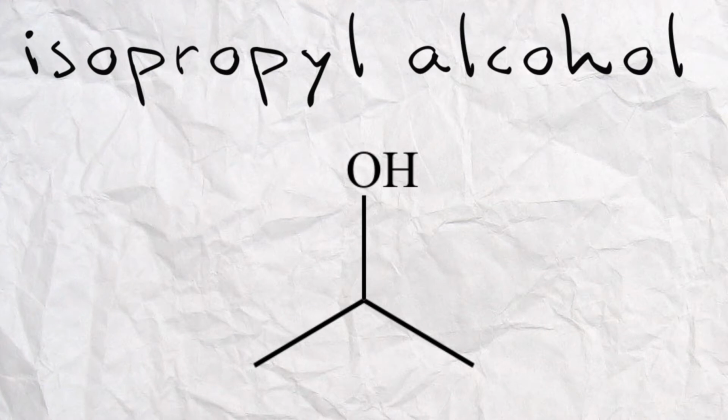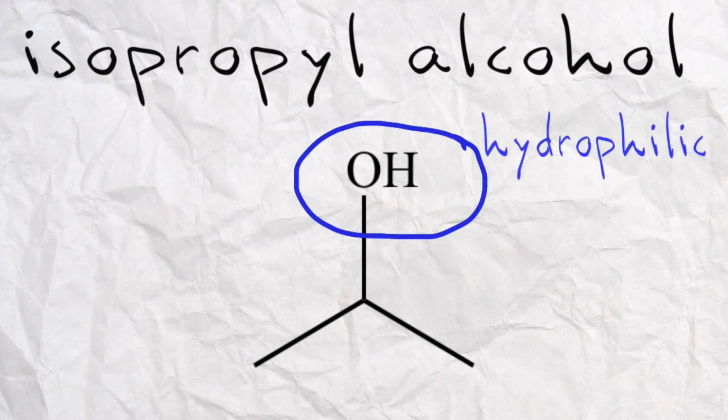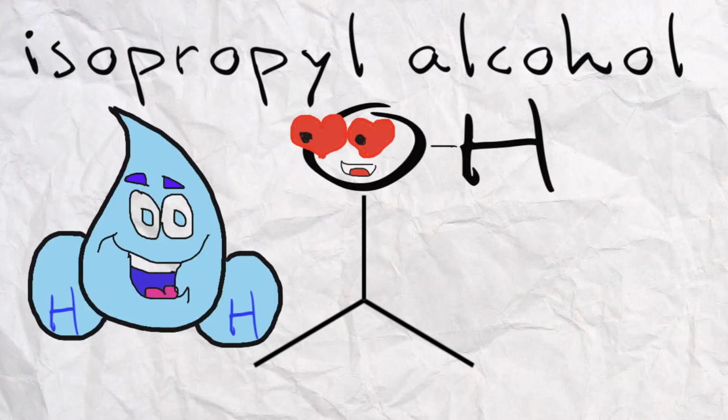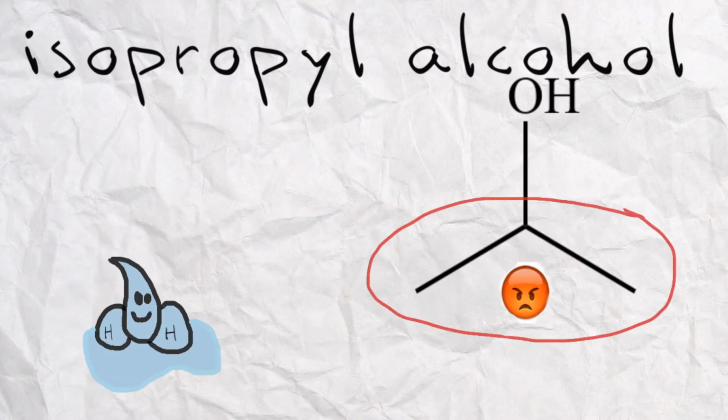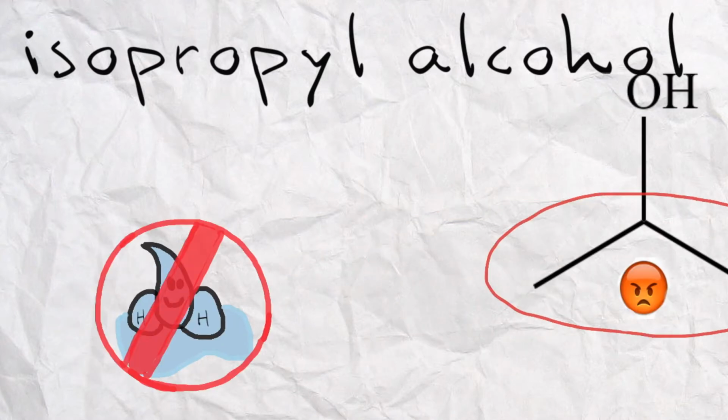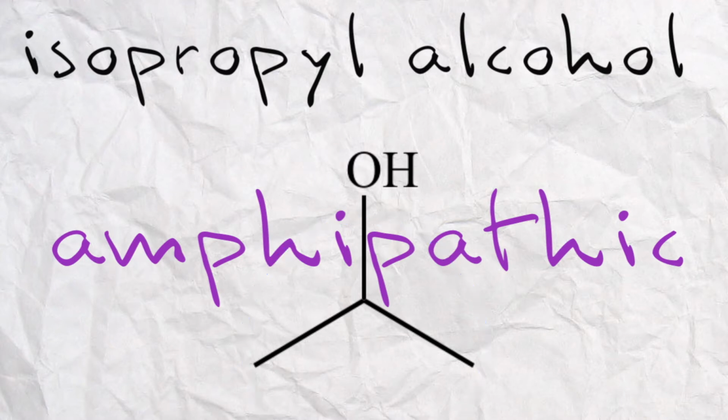The chemical structure of isopropyl alcohol contains a hydrophilic region. Hydrophilic means water-loving. This region is attracted to water and wants to form bonds with water. Isopropyl alcohol also contains a hydrophobic region, meaning water-hating. This region does not want to bond with water, but it repels water. Having both a hydrophilic region and a hydrophobic region makes isopropyl alcohol amphipathic.